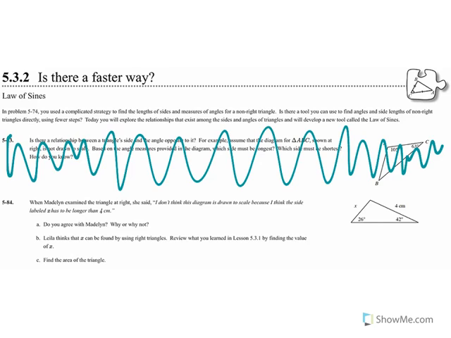Okay, the first one says, when Madeline examined the triangle at the right, she said, I don't think the diagram is drawn to scale because I think the side labeled X has to be longer than 4 centimeters. So when you get back, Kellen, I'll have you guys look at that one. It says, do you agree with Madeline, why or why not? So, Kellen, does X or does 4 have to be longer?